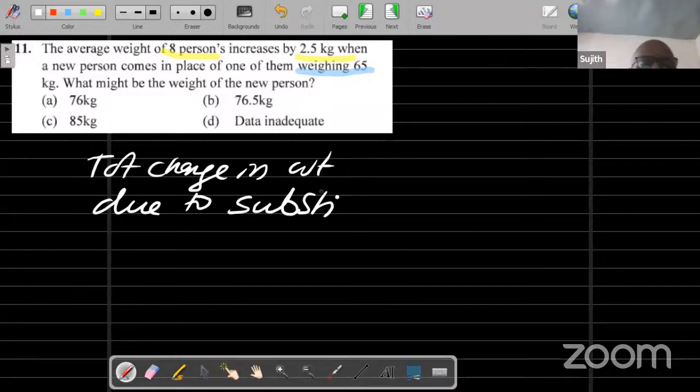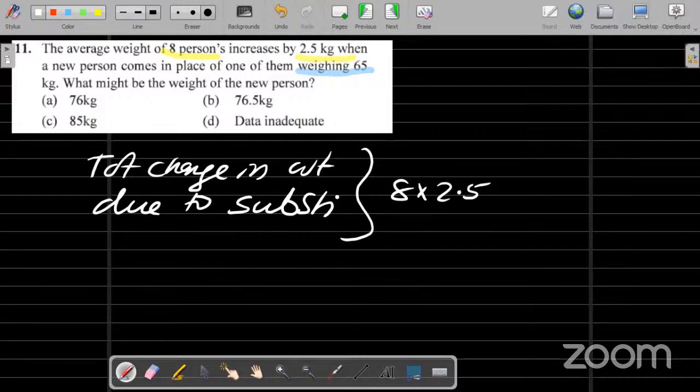When the 65 kilogram person is substituted with a new person, the average of 8 people increases by 2.5 kilogram. So that will be 8 into 2.5. 8 into 2.5 is how much? 8 into 2.5 is 20 kilogram. So the total change in weight due to the substitution is 20 kilogram more. Weight increase, right? It is 20 kilogram more.